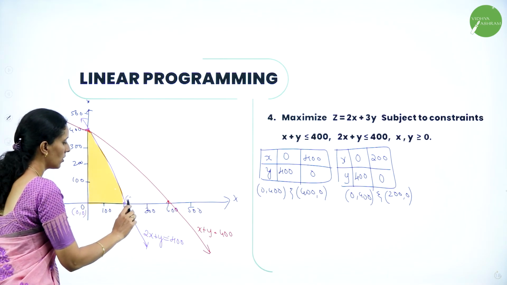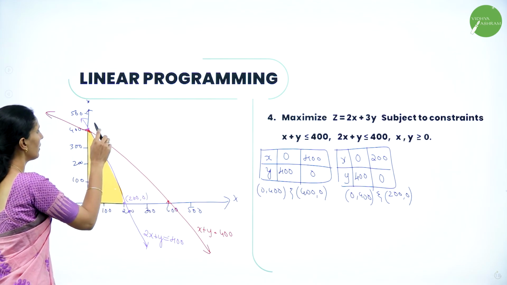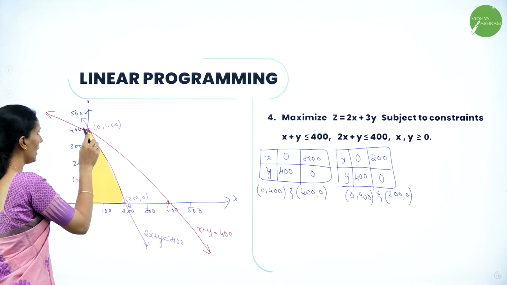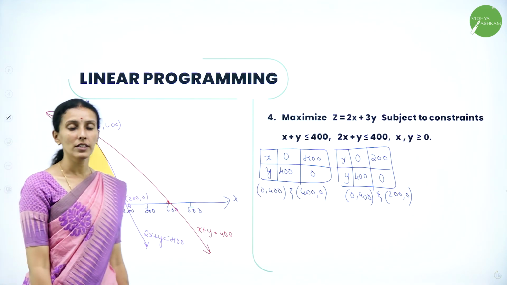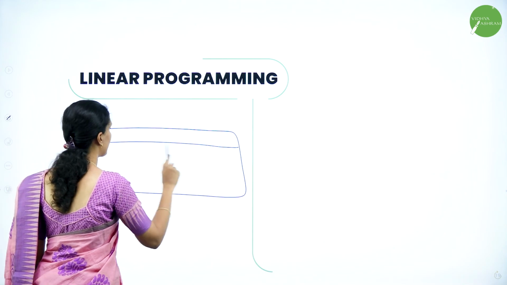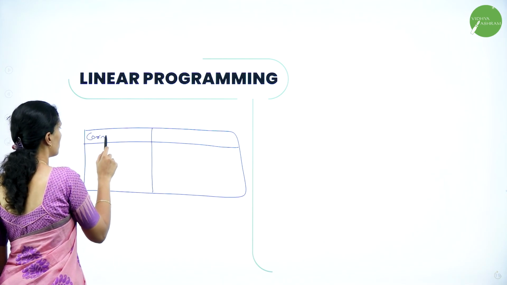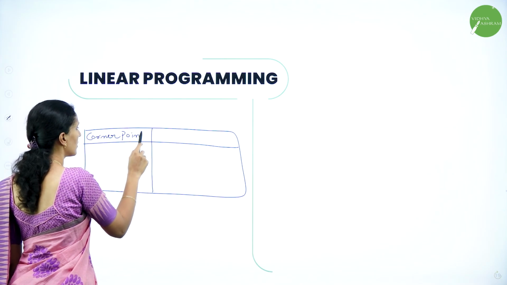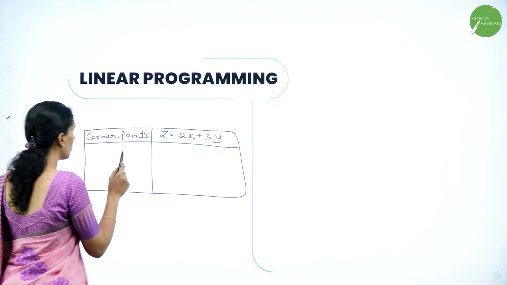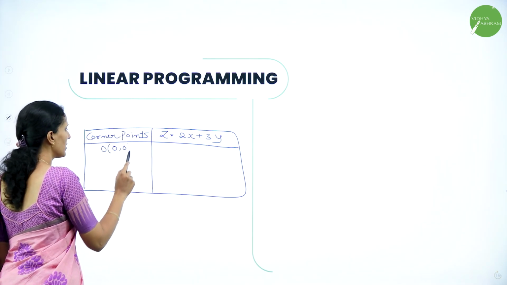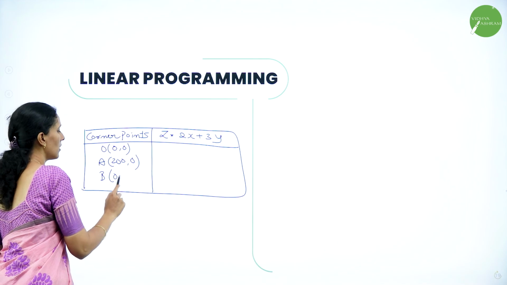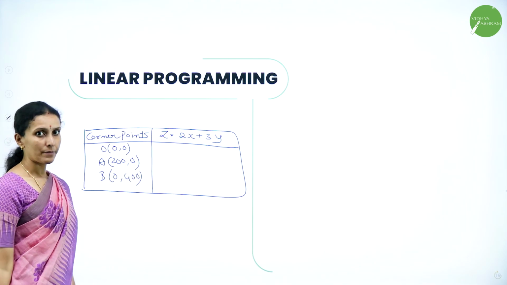The second one is 200, 0. The third one is 0, 400. Let me mark this as O, I'll take this as A, and this as B. Now let's substitute these in the corner point table. First is corner points and Z = 2x + 3y. What are the corner points we got? O is 0, 0, A is 200, 0, B is 0, 400. Let's substitute these values.